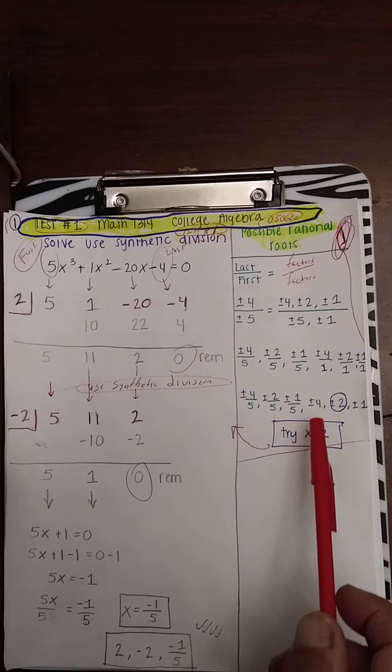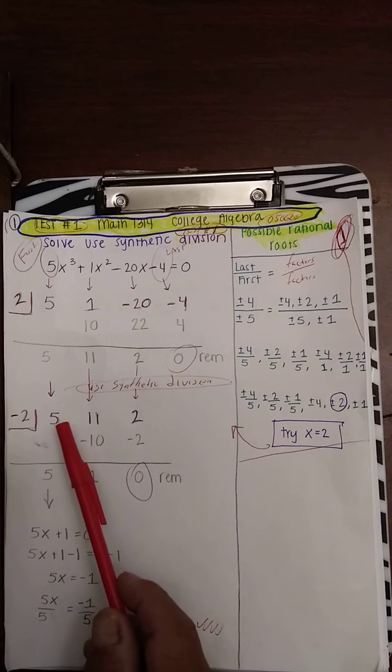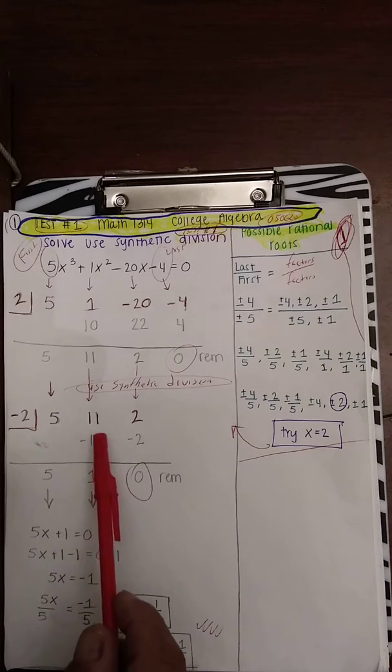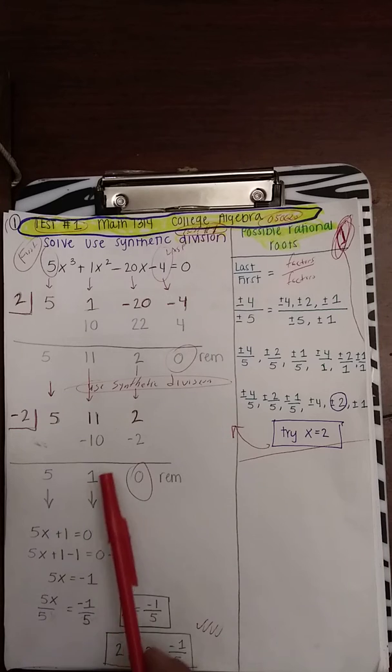Let's try a -2 now. I'm just guessing, I think. -2 goes in there. Well, bring the 5 down. -2 times 5 is -10. And 11 minus 10 is 1. And -2 times 1 is -2. 2 and -2 is 0 again. Now we have 5 and 1.